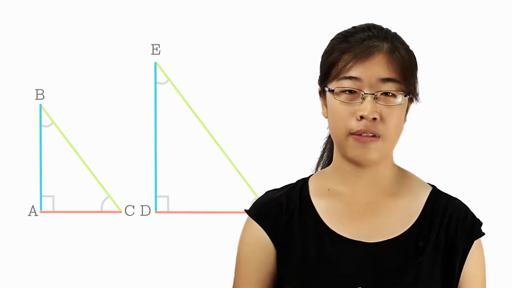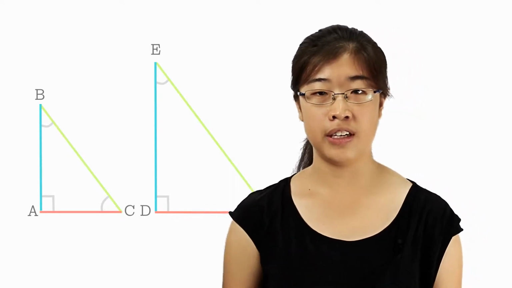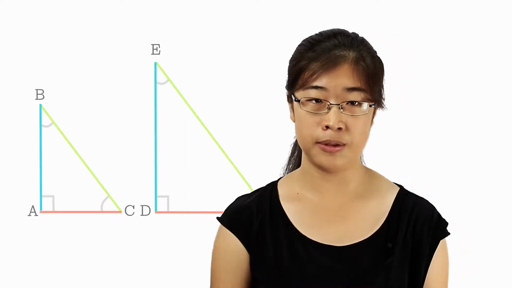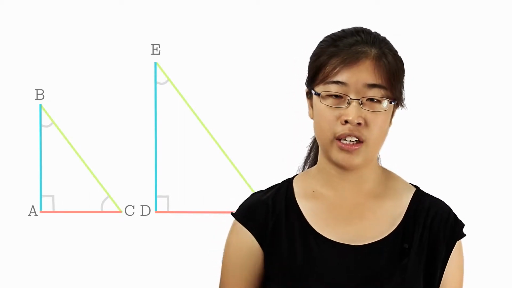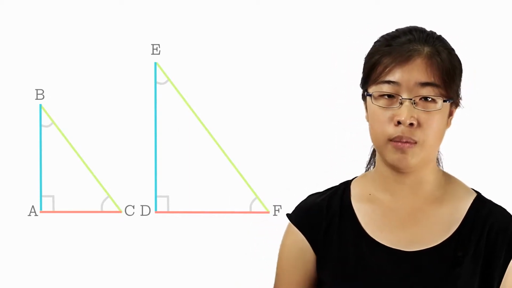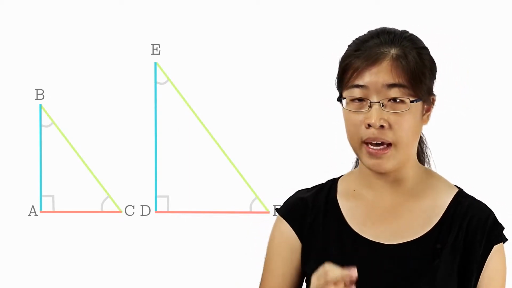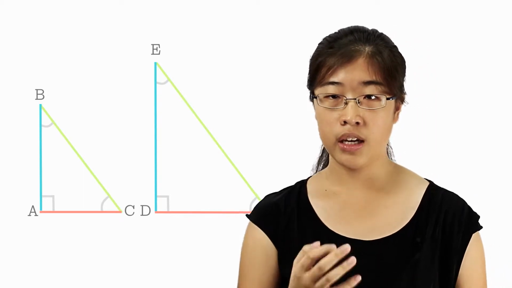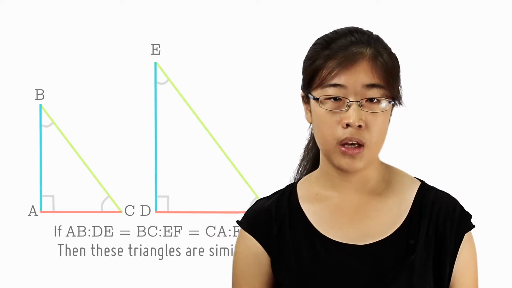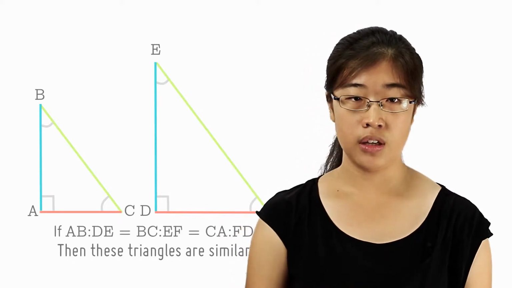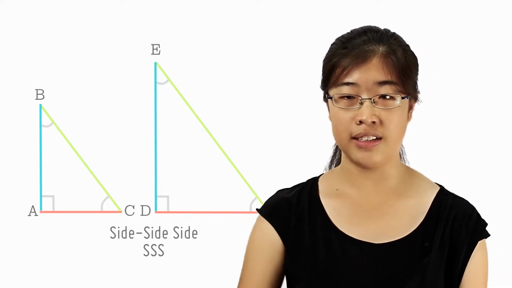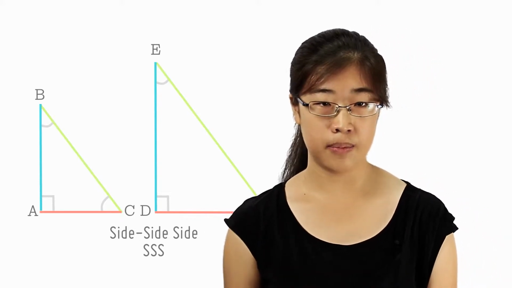Hi, so we have learned about the properties of similar figures. Let's learn some methods on identifying similar triangles. We know that similar triangles have corresponding sides. So one way to identify a pair of similar triangles is to look at the three pairs of corresponding sides. If the ratio of all three pairs of corresponding sides are equal, we know that they are similar. Since we are comparing the three corresponding sides, this method is called side-side-side or SSS.